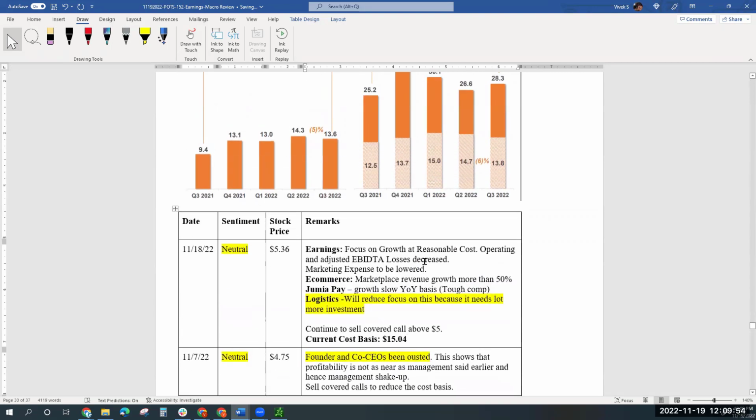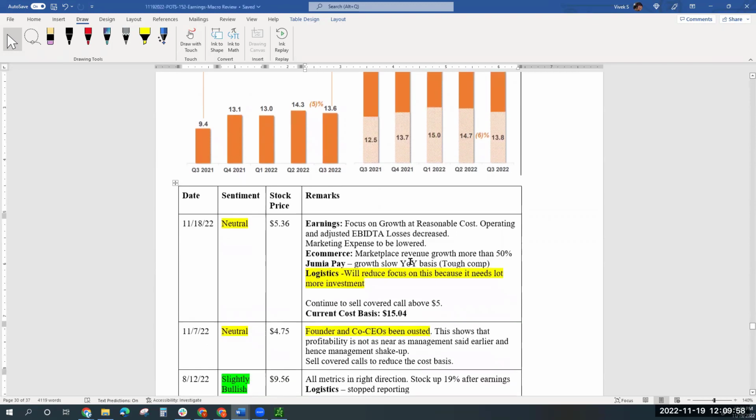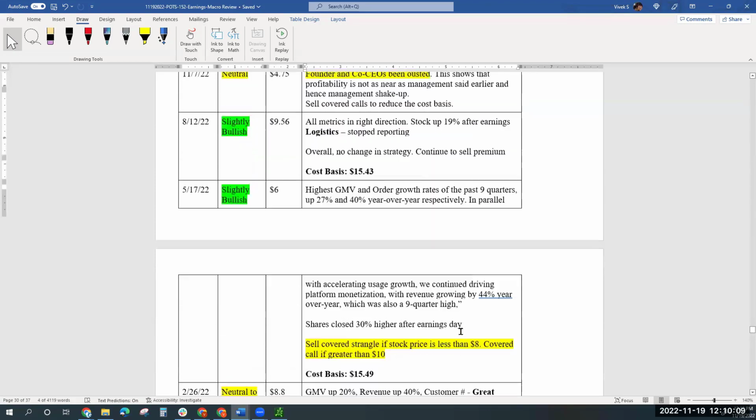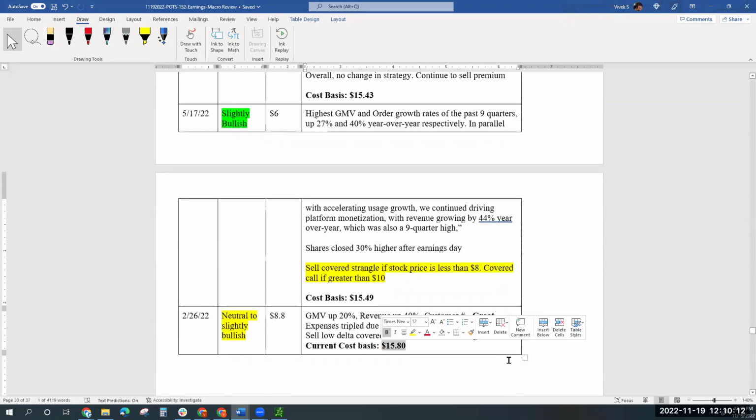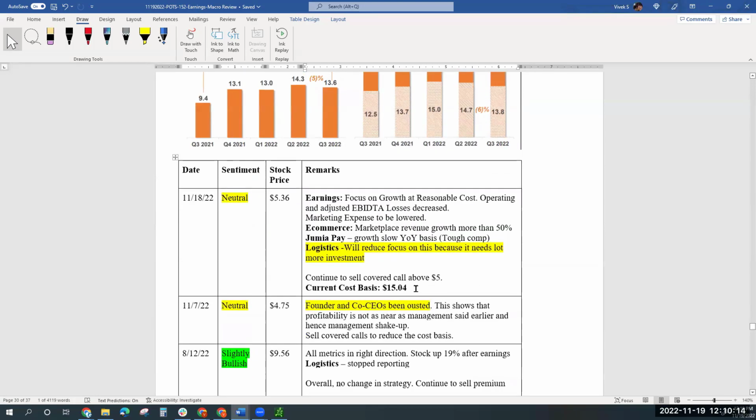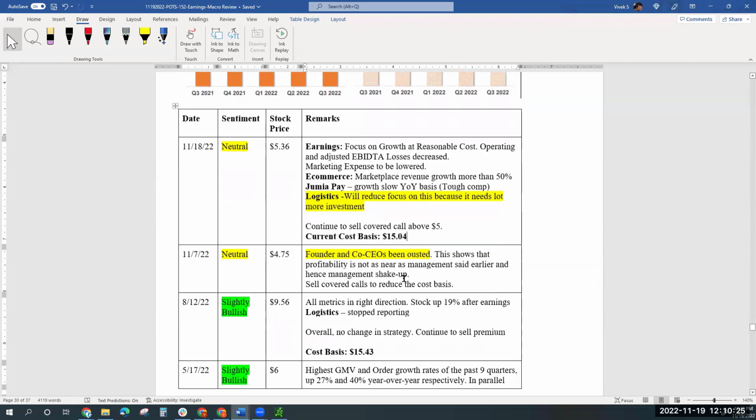I still hold it in my portfolio. Average buy price was almost $30, but right now the current cost basis is 15. So 2 years, 50% down. I will continue to sell covered calls and reduce the cost basis. This year, my cost basis has been reduced from 15.80 to 15.04, almost $1, which means even though the stock has performed so badly, I'm still able to reduce my cost basis.